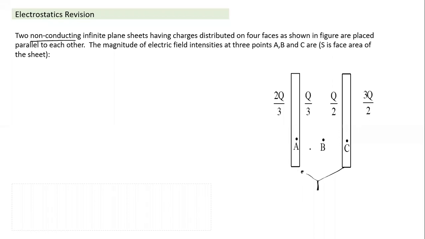Yes, if they were conducting plates, on the outermost surfaces the charge has to be equal. The moment I see the charge is not equal, it cannot be a conducting plate. And second, if they are conducting plates, on opposite faces the charge has to be equal and opposite, which is also not the case. So this does not follow.